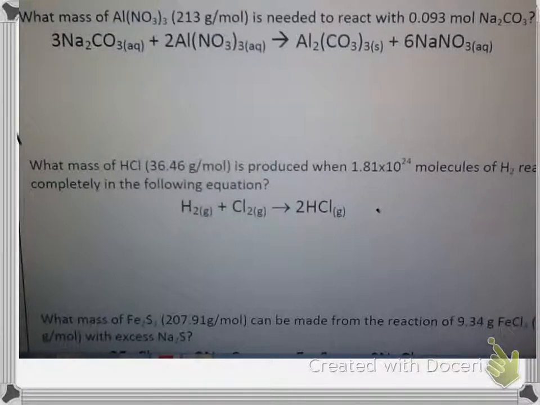Alright, I made a mess, so I cleaned it up. And let's look at the next one. Practice is going to make perfect with these.